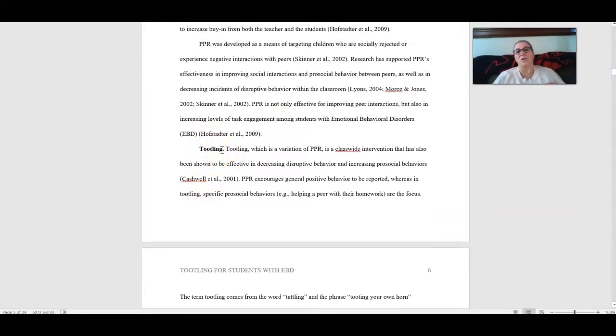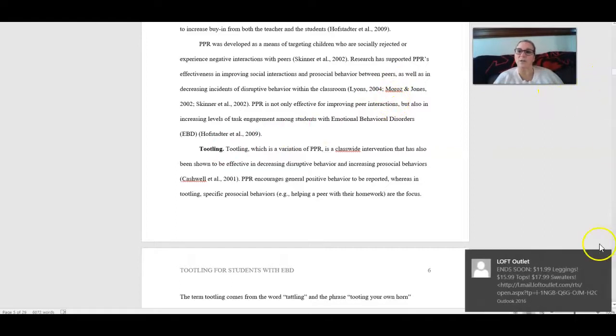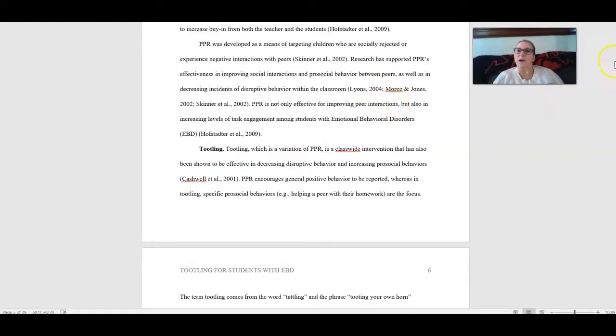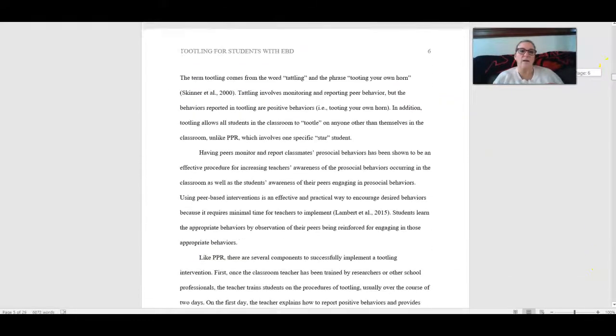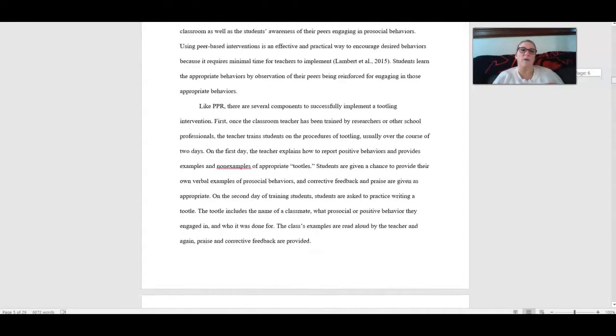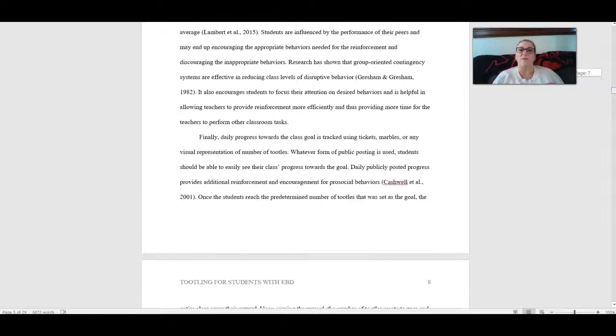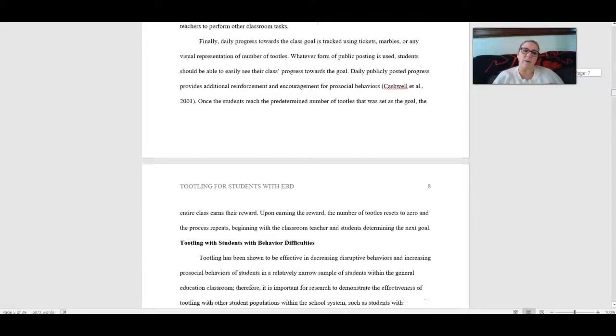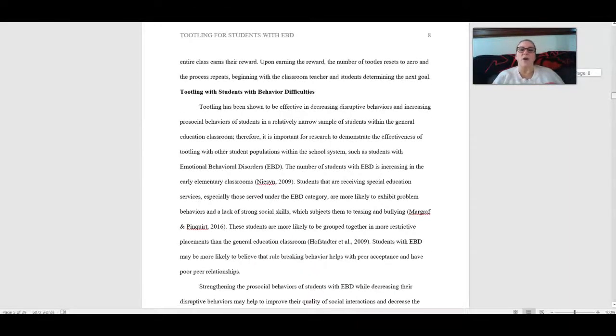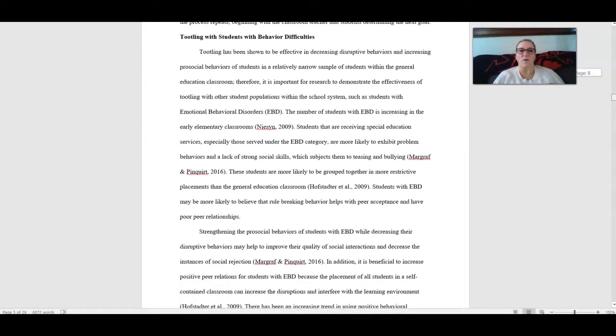So we're actually using tootling, which is a form of positive peer reporting. So we talked about the broader concept. Now we're talking specifically about the intervention that we're going to use. Once we've explained that, we explain how it works, how you implement it, and discuss some studies that have evaluated its effectiveness in the past. Now we're going to talk even more specifically about using this intervention for students with behavior difficulties.